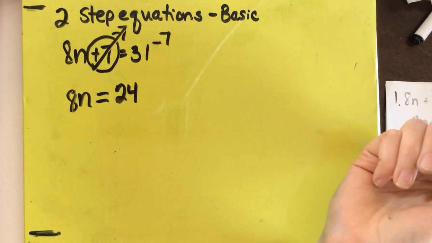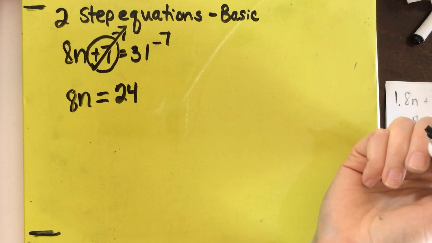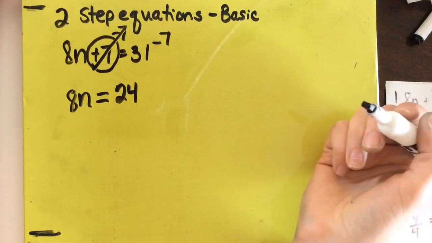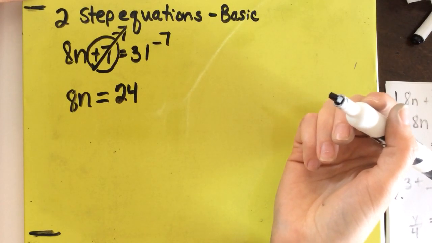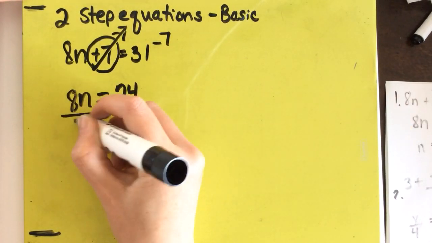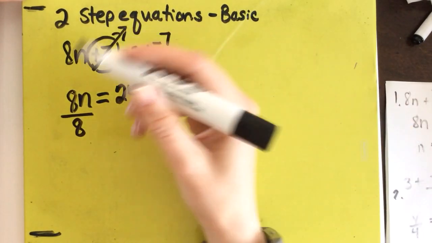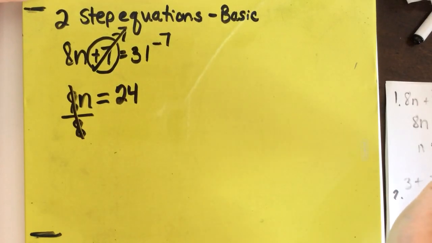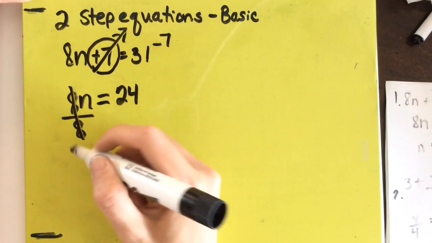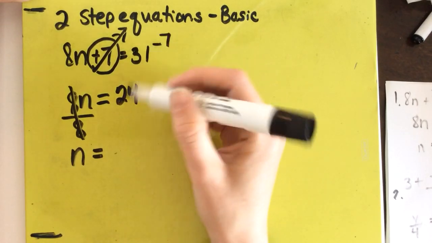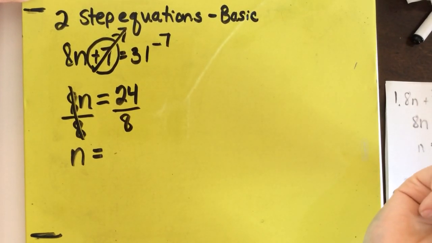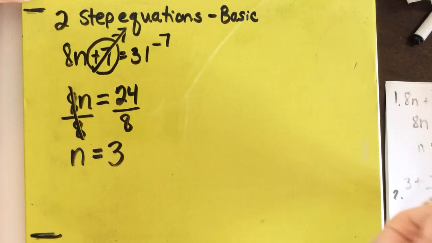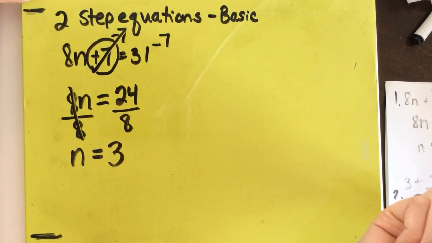So I need to find a way to get rid of that 8. That 8 currently is being multiplied by the n. So I will do the inverse and divide by 8. So 8 over 8 just means 1, so 1n or n. And if we divide by 8 on one side, we have to divide by 8 on the other. So 24 divided by 8 is 3. Okay, and that is my answer, n equals 3.